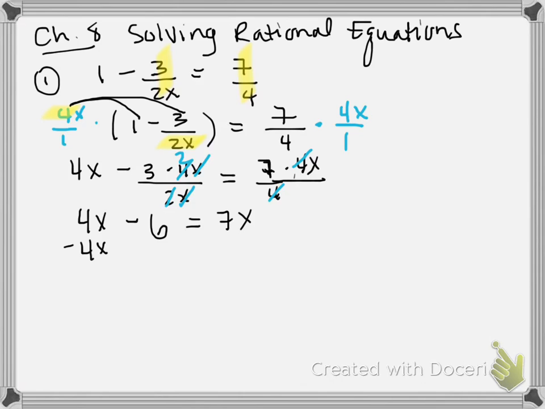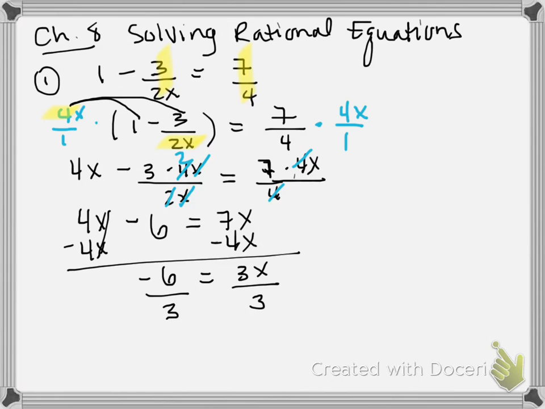Subtract 4x from both sides. I get negative 6 equals 3x. Divide both sides by 3. X equals negative 2. That wasn't so bad.